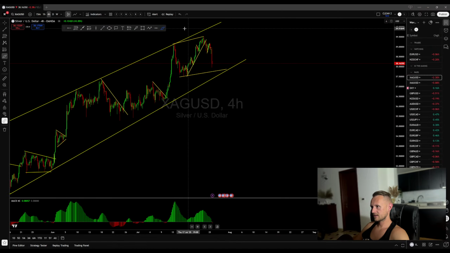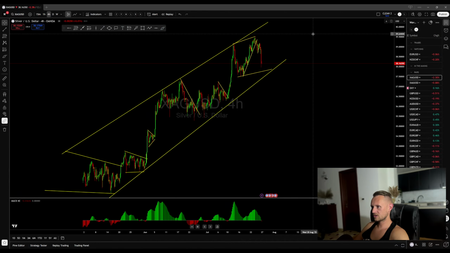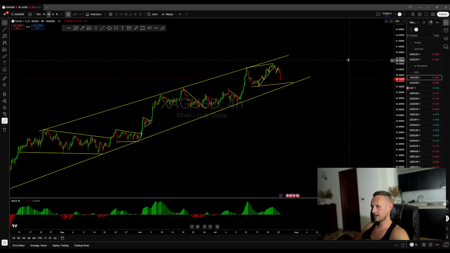Gold, silver, something that I will not currently choose. I didn't choose it on Friday. It was nicely sitting there at the top. It went lower. It was a good one.